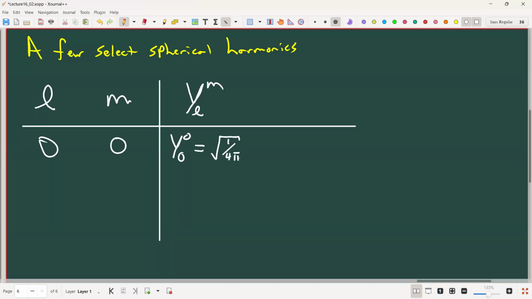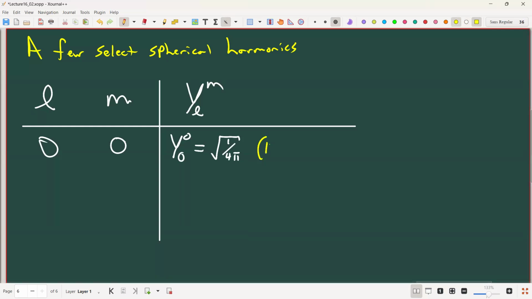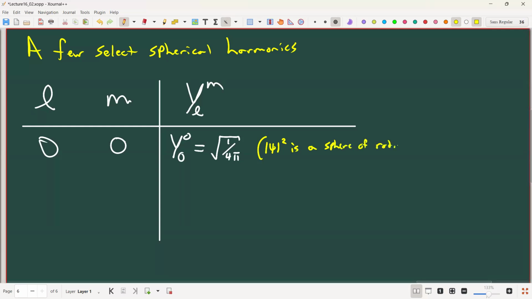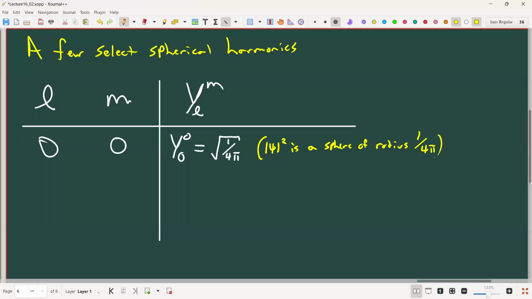1 over the square root of 4 pi. Okay, so that just means that the orbital wave function for the system is just the same value at every position. Right? It's a sphere of radius 1 over the square root of 4 pi. So the wave function psi squared is a sphere.